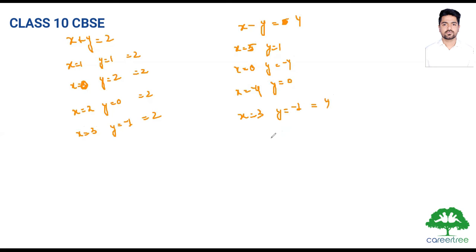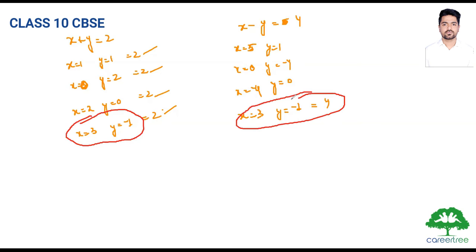So if you see here, these two lines have infinite solutions, but there is one particular point, x is 3 and y is minus 1, which is common to both of them. We are interested in finding that point because that is the unique solution.